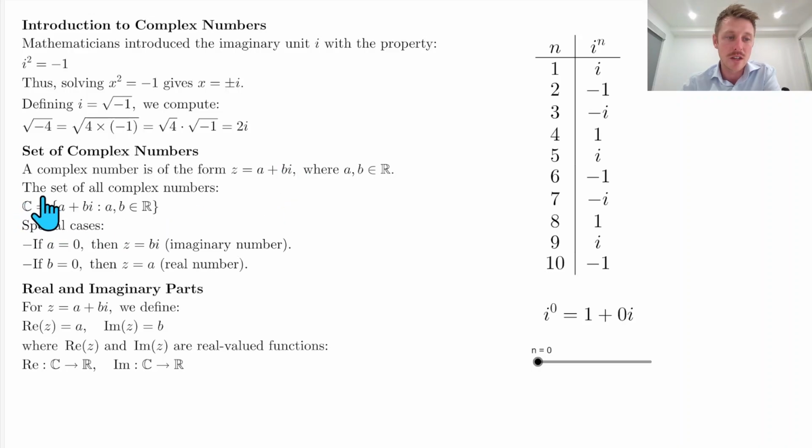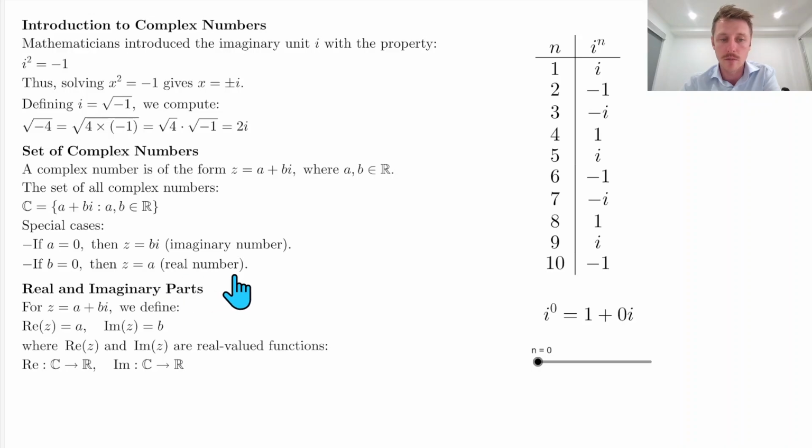We can say that the set of all complex numbers is given by this capital C, and it's the set of all numbers a plus bi, where a and b are real numbers. You can see how that creates a well-defined set that we call the complex numbers. If a is 0, then z equals bi is an imaginary number, a purely imaginary number. If b is 0, then 0 multiplied by the imaginary unit is still 0.